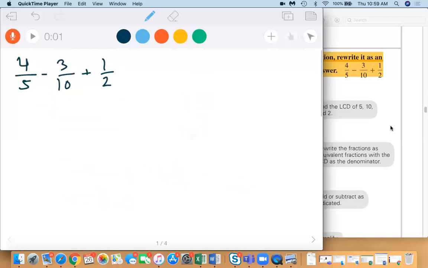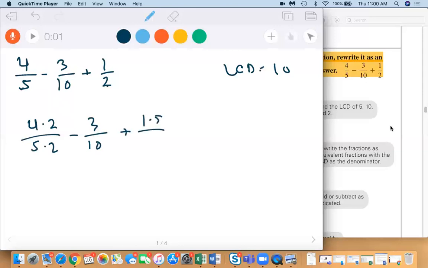All right, so we're going to go back to our problem. So now we know our lowest common denominator equals 10. So in order to make this 4/5 have a denominator of 10, in order to make that 5 a 10, we need to multiply top and bottom by 2. So 4 times 2 over 5 times 2 minus, we don't have to do anything in the middle because it's already over 10. And in order to make this 1/2, the 2 on the bottom 10, we have to multiply top and bottom by 5, right?